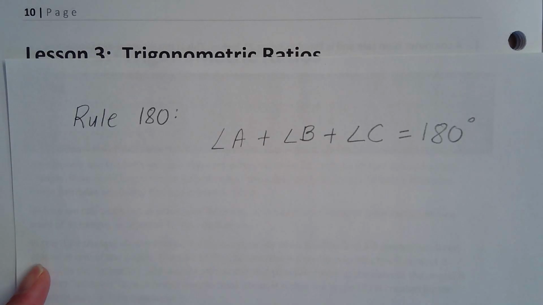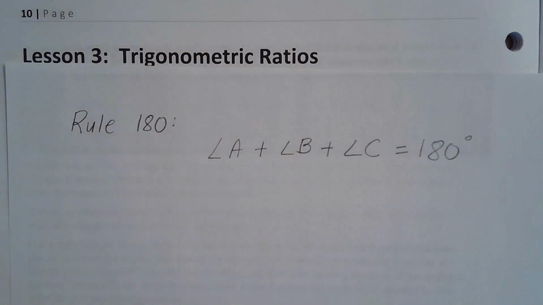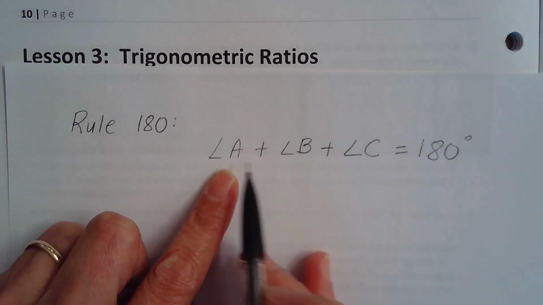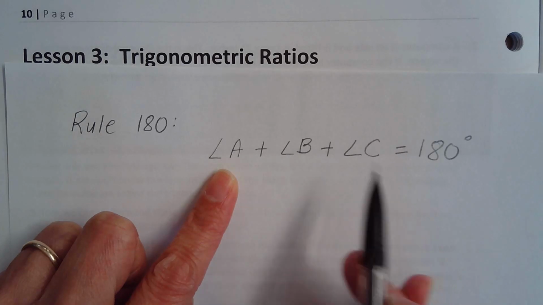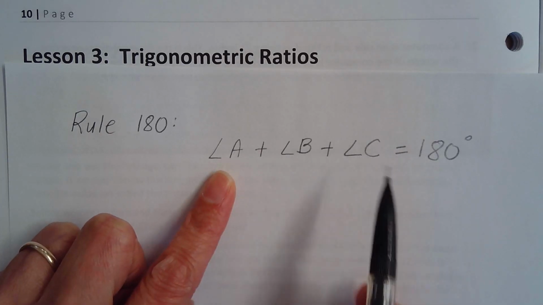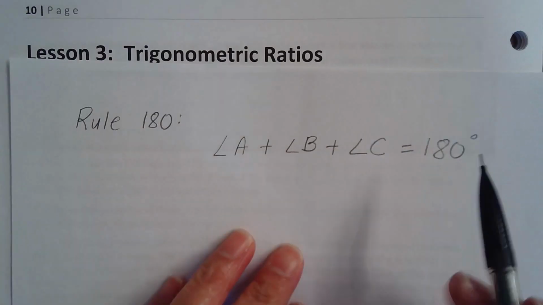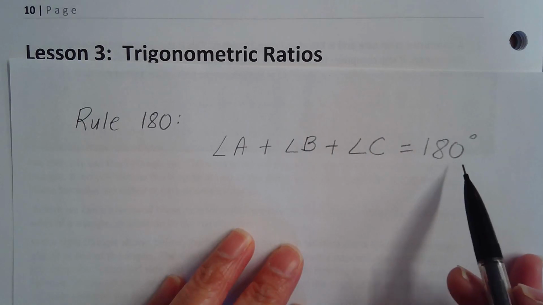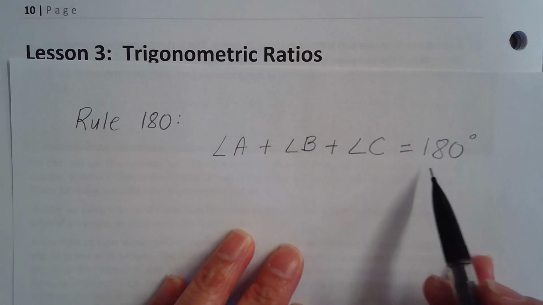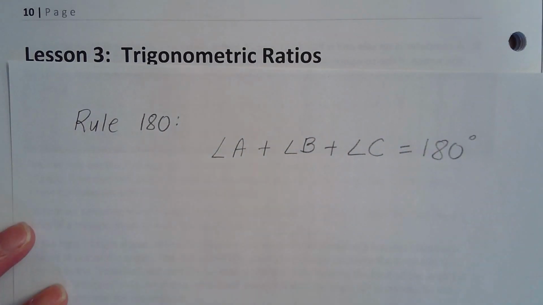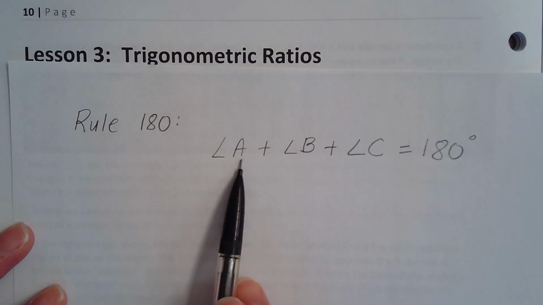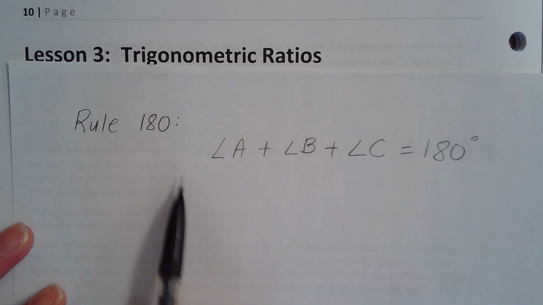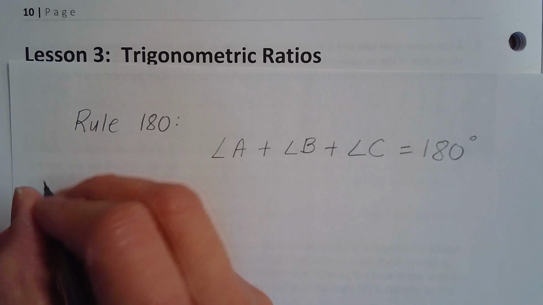That's why it's called rule 180, because if we measure all the angles and add them up together, it all equals 180. As you can see, these are all angles in this equation, right?